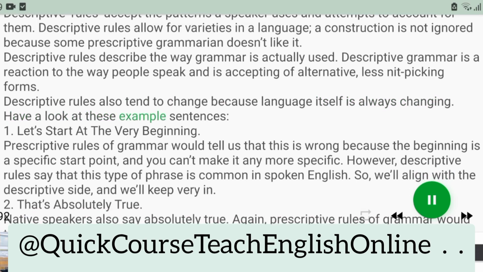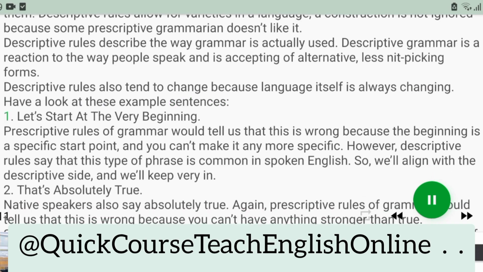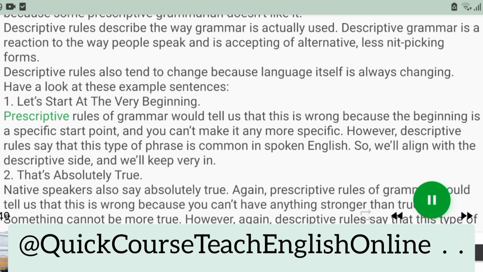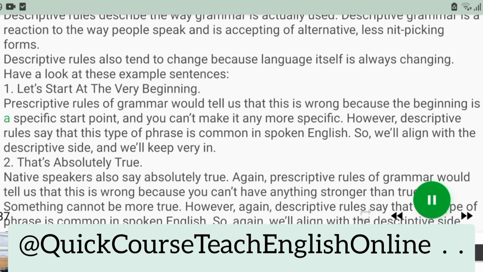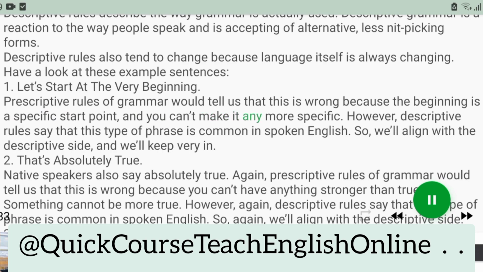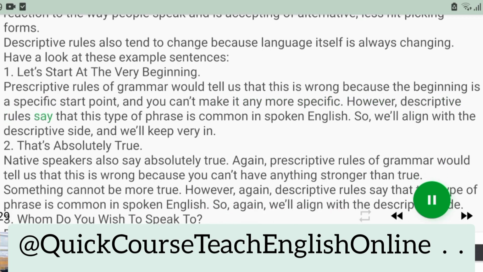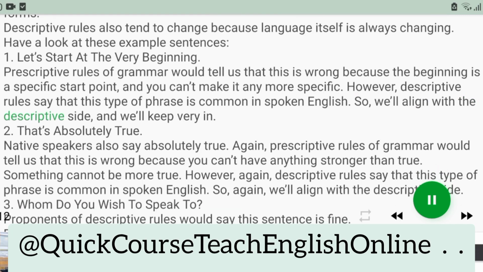Have a look at these example sentences. 1. Let's start at the very beginning. Prescriptive rules of grammar would tell us that this is wrong because the beginning is a specific start point, and you can't make it any more specific. However, descriptive rules say that this type of phrase is common in spoken English. So, we'll align with the descriptive side, and we'll keep very in.